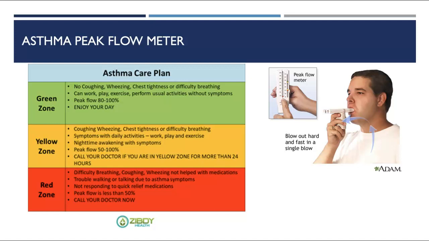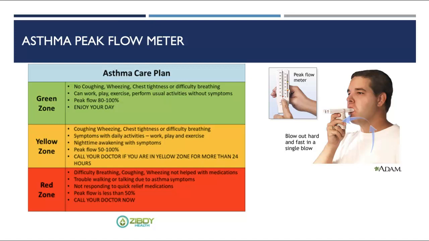If they're in the yellow zone, they're going to have some of those symptoms like coughing, wheezing, chest tightness, or difficulty breathing. Or they may have symptoms with the daily activities such as work, play, and exercise. Nighttime awakening symptoms are a big red flag for that yellow zone.